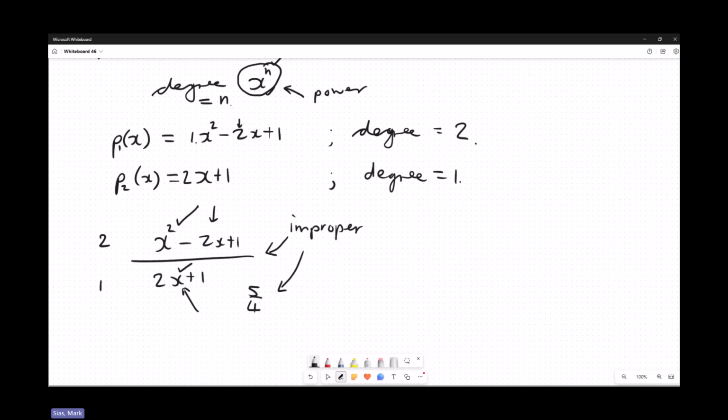By the same token, if we reversed the roles, so that the denominator function is now in the numerator and the numerator function is in the denominator, then you have a proper fraction, by virtue of the fact that the degree of this one is 1 and the degree of this one is 2. That is important to bear in mind.